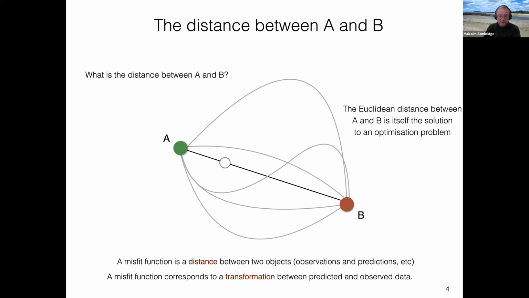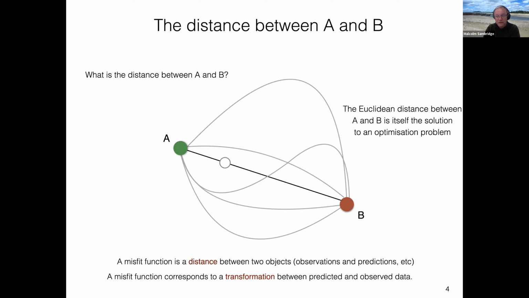A misfit function between two objects, like some sort of data that you might observe and some sort of predictions from a model, can be described as a distance function. It's the distance between the two objects. So I think we can all agree on that. And a misfit function corresponds also to a transformation between predicted and observed.